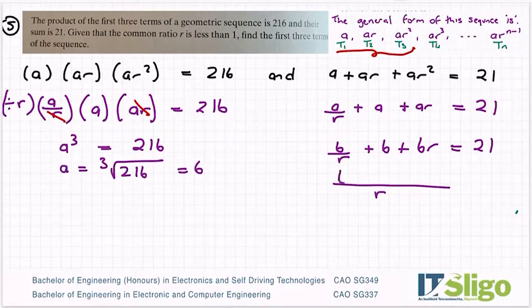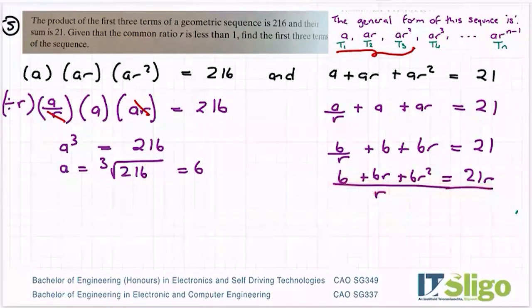So that I end up with 6 plus 6r plus 6r squared being equal to 21r. Okay, so I hope that makes sense. I've got a common denominator of r, and if you think like fractions, that will make perfect sense to you. Maybe you don't think of fractions, maybe you multiply across by r, whichever way you think of that.